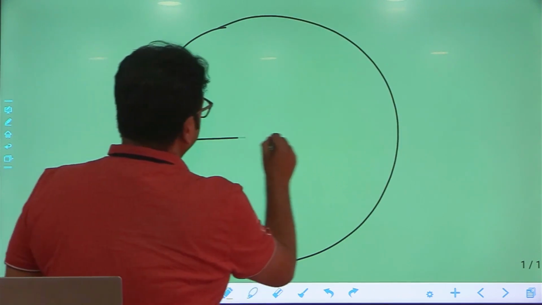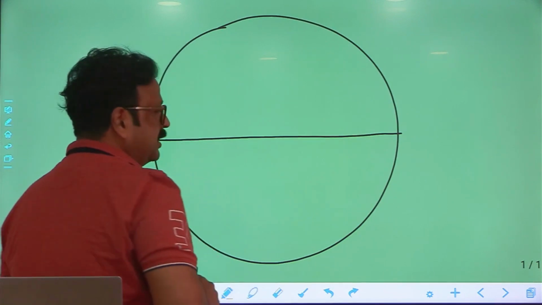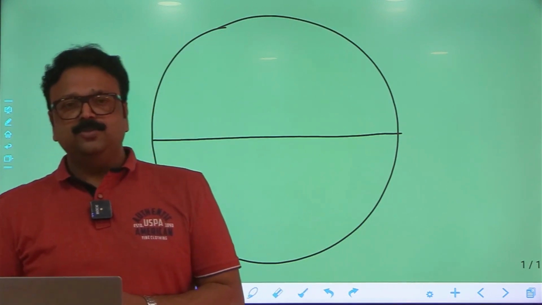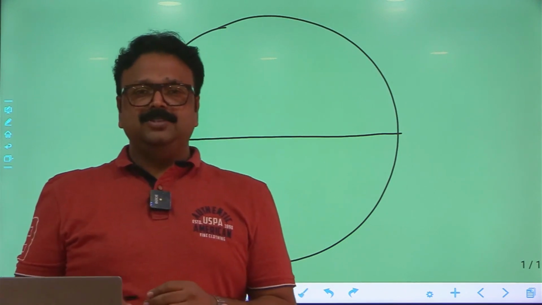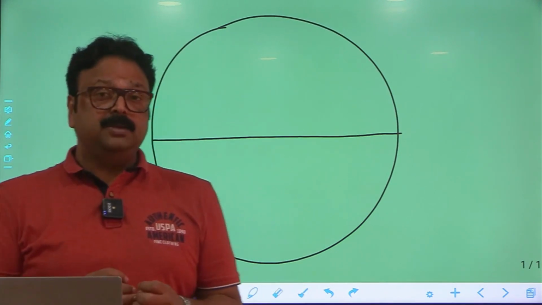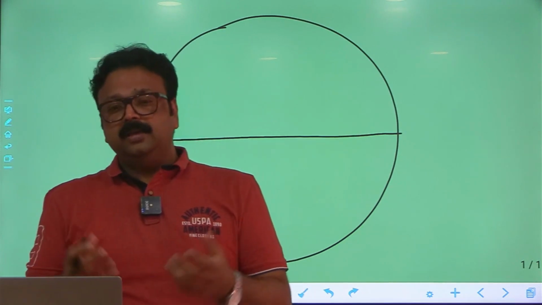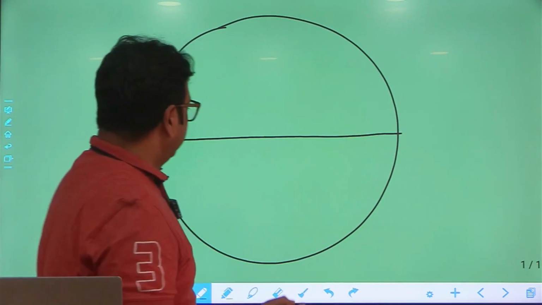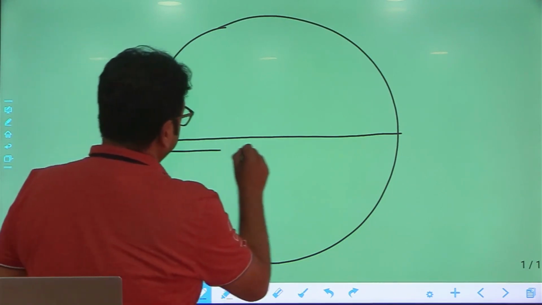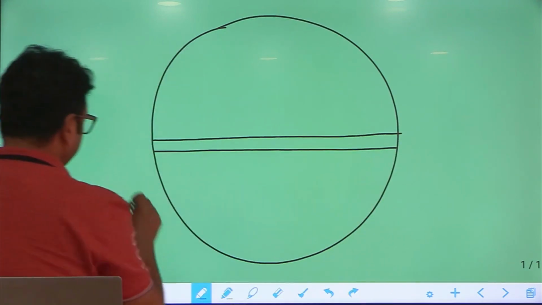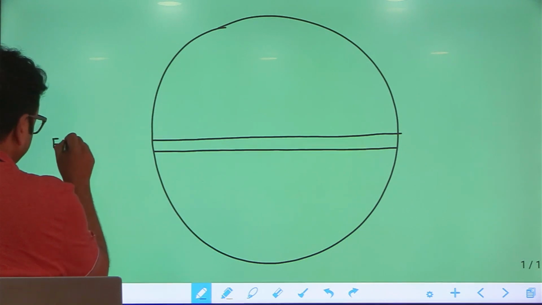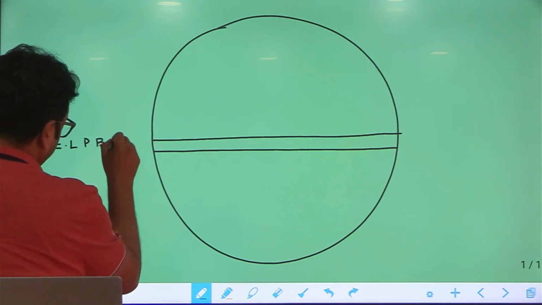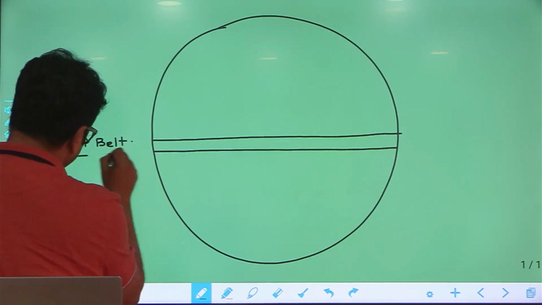So near the equator, as you know, throughout the year there is a high temperature condition, and due to high temperature there is genesis of low pressure. High temperature leads to air that starts rising up, and that's why there is low pressure generated over here, and this is why this is called the equatorial low pressure belt.